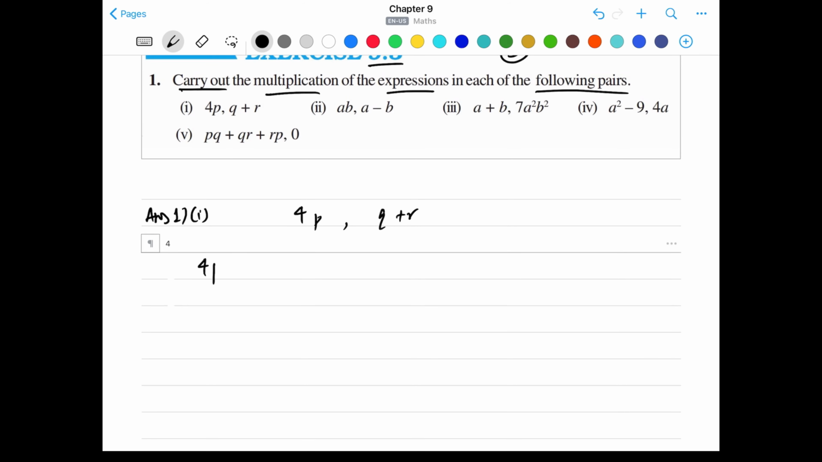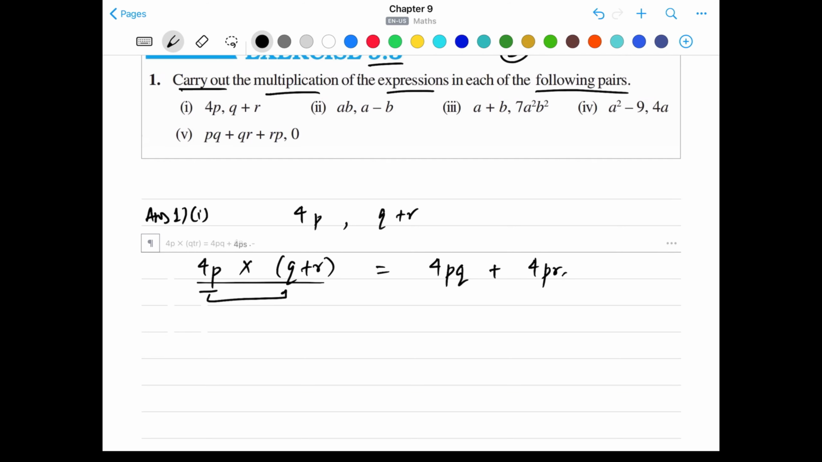First we'll write them in multiplication form, that is 4p multiplied by q plus r. The step that we're going to follow is, first we'll multiply this monomial by the first term of the binomial, then again the monomial by the second term of the binomial. So 4p into q will result in 4pq, and 4p into r will result in 4pr. So that's the product of the two expressions, one of which is a monomial and the second one is a binomial.